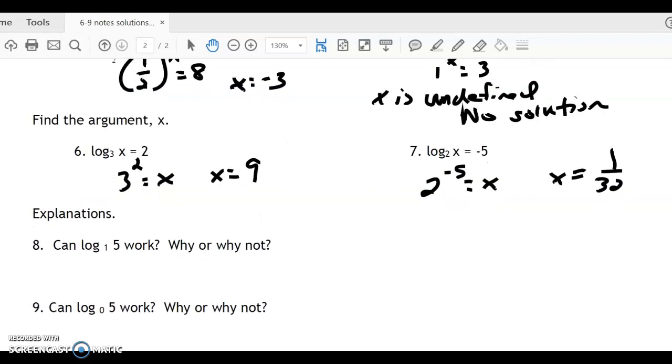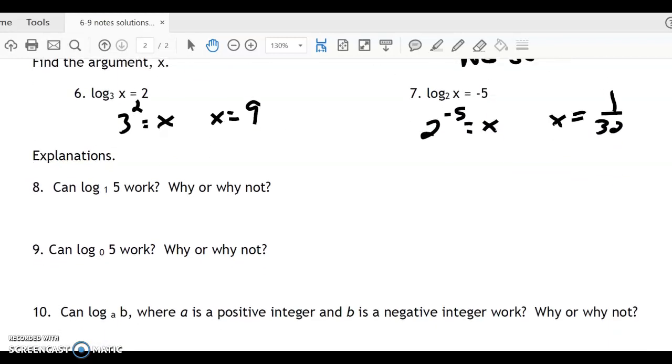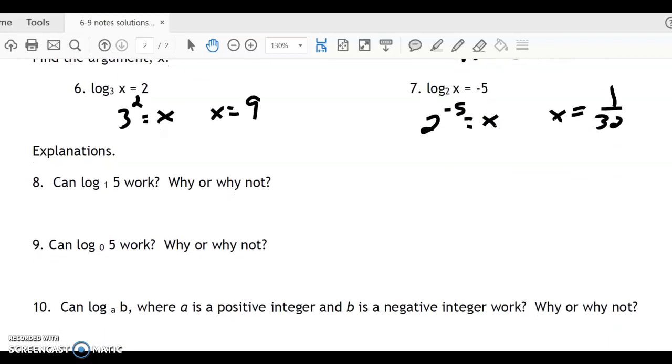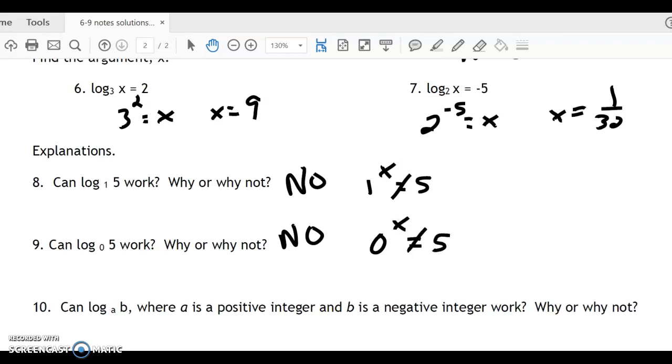Explanations. Again, pause the video as you're doing this and think about what are the answers. How would you answer these questions? Can the log base 1 of 5 work? Why or why not? No. 1 to the x equals 5 is impossible. Can log base 0 of 5 work? No. Again, 0 to the x cannot equal 5.